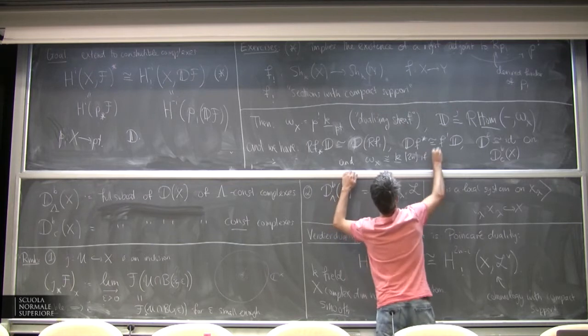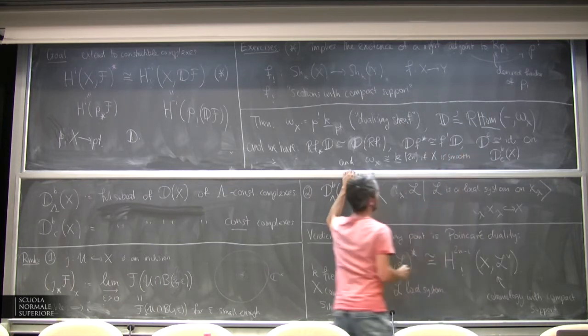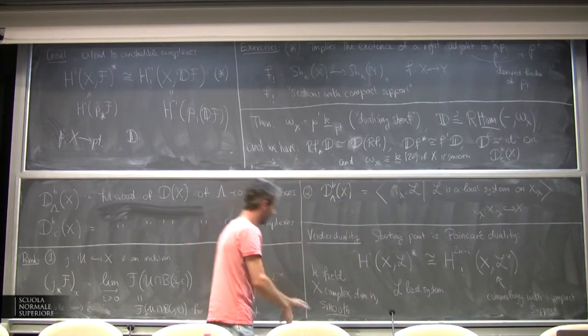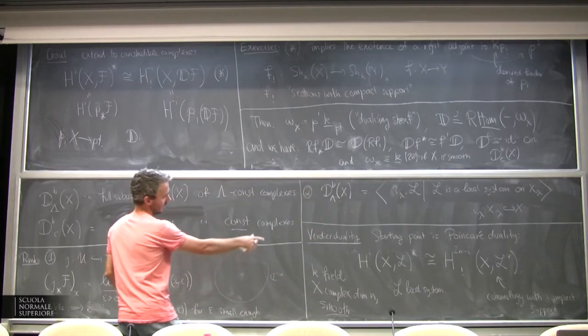If X is smooth, so I just want to show you, it's kind of silly, but just from these formal properties, how do we re-derive Poincaré duality?